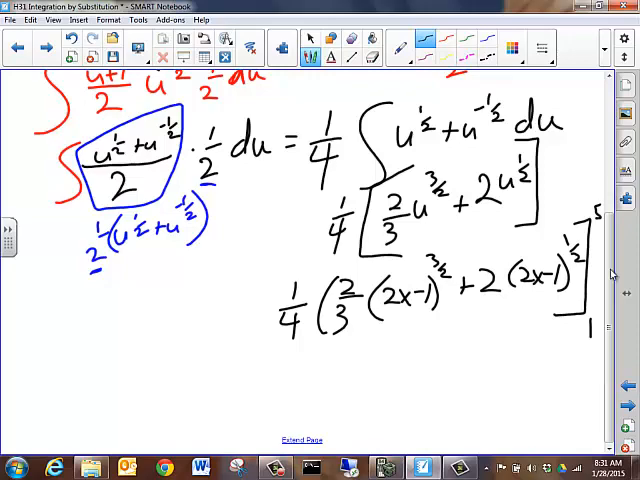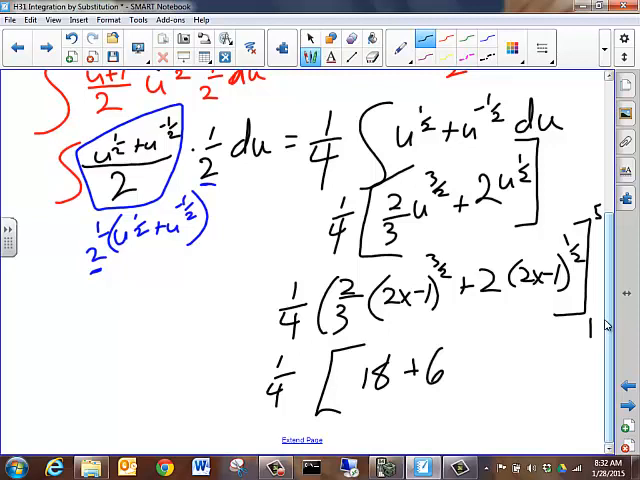Is that right? Y'all okay with that? So now we're going to evaluate it at the 1 and the 5. 2 times 5 is 10 minus 1 is 9. So the square root of 9 is 3. 3 cubed is 27. And 2/3 of 27 is 18. So we've got a 1/4 way out here in front of all. Plus 2x minus 1 is still 9. The square root of 9 is 3. 3 times 2 is 6.